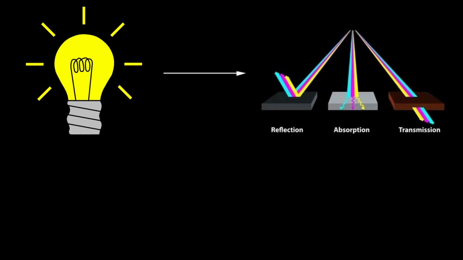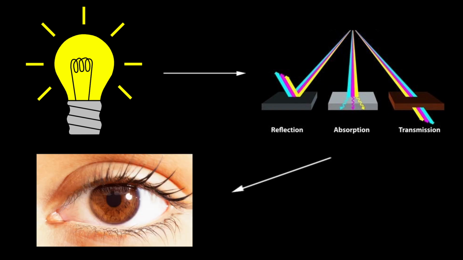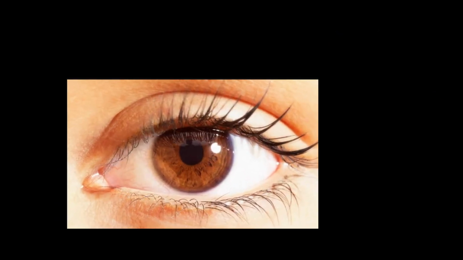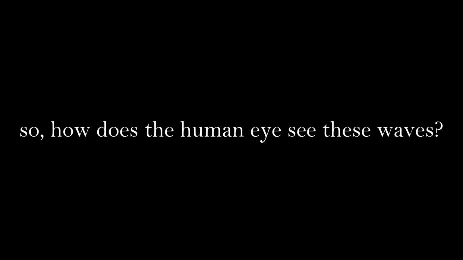When a light source is present, the continuous emission and movement of light rays, being absorbed by, reflected off, and transmitted through surfaces on their way to our eyes, is what gives us humans our vision of the surrounding environment. So how does the human eye actually process these light waves and turn them into vision?